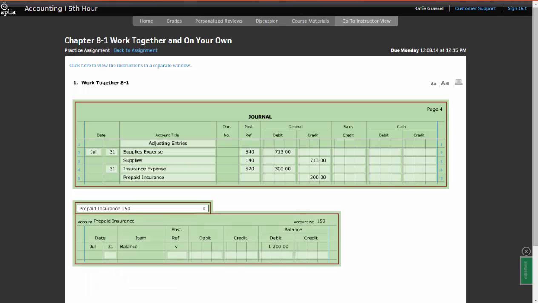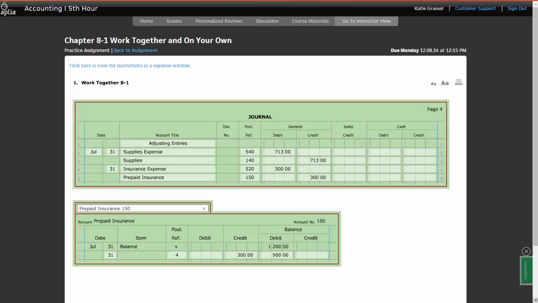The last one that I'm posting to is prepaid insurance, which is just like supplies that we did before. It already has a balance, and I'm crediting it 300, so I have to find the difference between 1,200 and 300, and the difference is 900. So then I put account number 150 back up top.